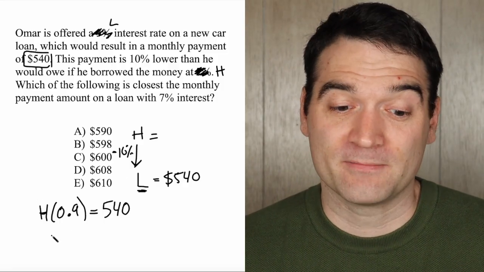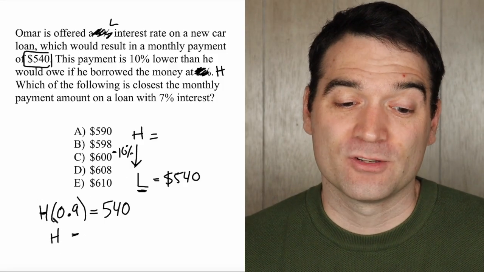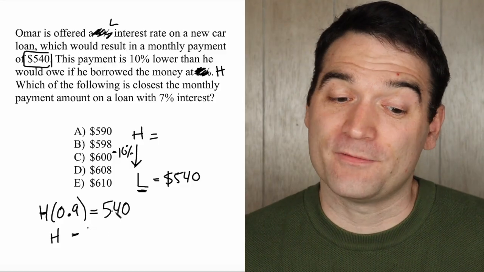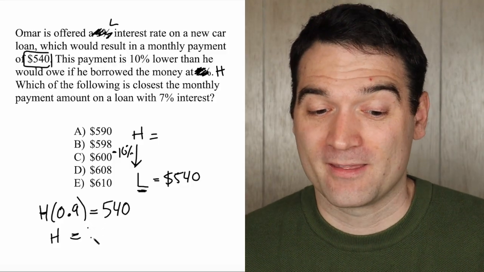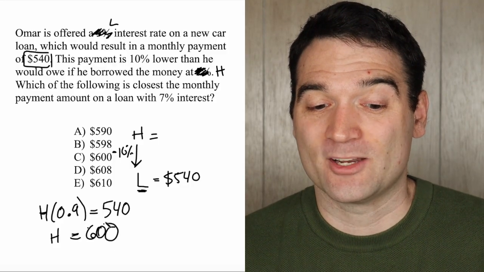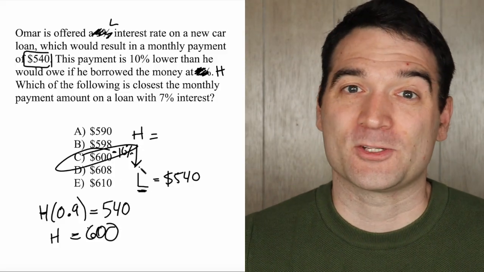And I have a calculator, so that's nice. H is equal then to 540 divided by 0.9. You do the math, it comes out to 600 on the nose. Correct answer here is C.